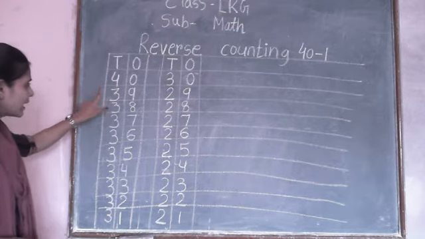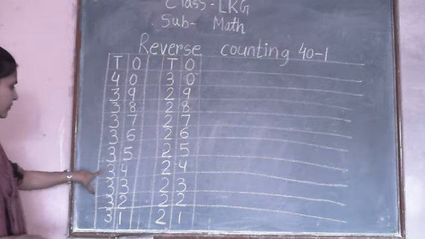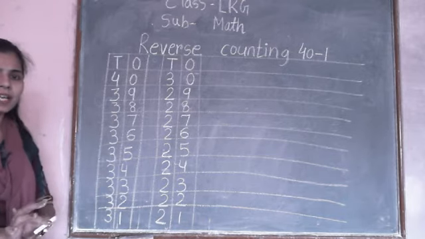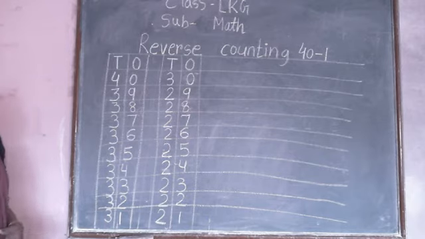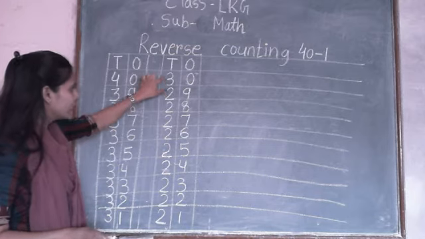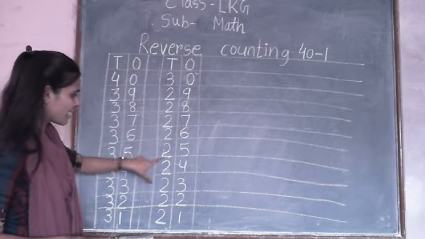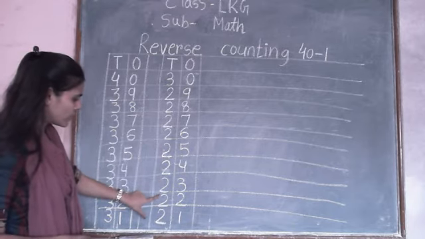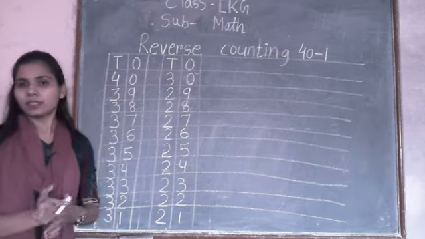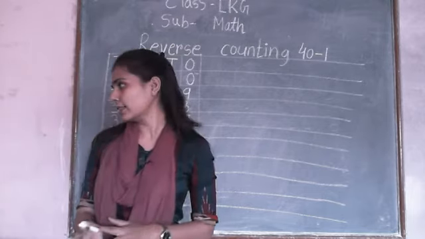40, 39, 38, 37, 36, 35, 34, 33, 32 and 31. Check your notebook. Any mistake? No? Very good. Now on 30 line, 30, 29, 28, 27, 26, 25, 24, 23, 22, 21. Let us check all your line. Any mistakes there? So you correct it.